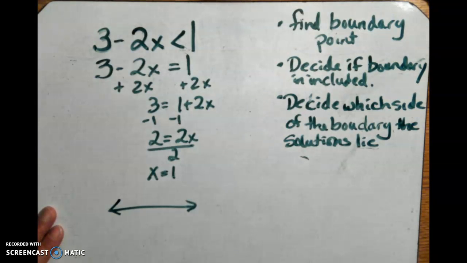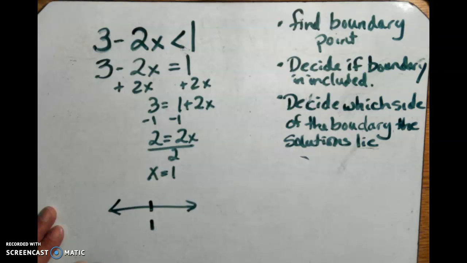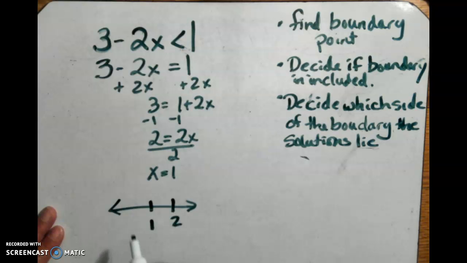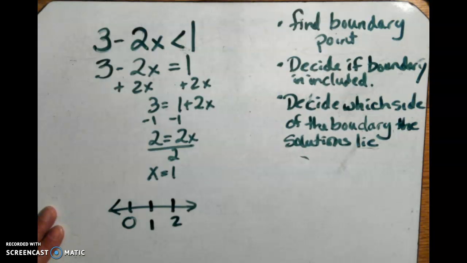And I do a little number line. I don't have to make it elaborate. I actually only have to put 3 numbers on it. I'm going to put my boundary on it. And then, because this is my boundary, either it's going to be all the numbers above 1 or all the numbers below 1. So all I have to do is really put one number that's above 1, which is 2, and one number that's below 1, which is 0. Okay? So I've done my first part. I've found the boundary point.